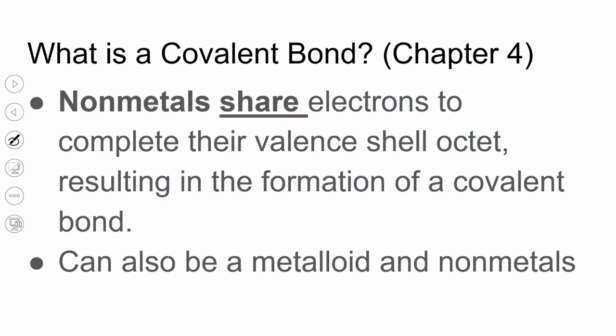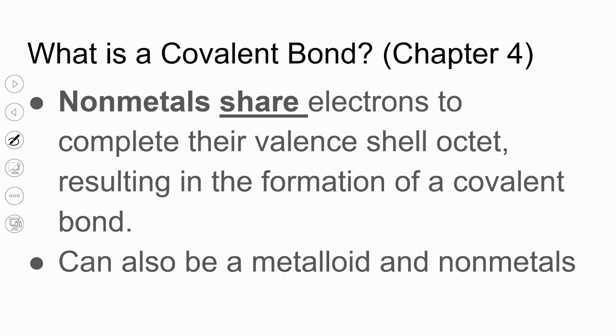Okay. So in chapter 4, we're going to talk more about covalent bonds, but we need to know a little bit about covalent bonds so that we can separate ionic and covalent bonding. In a covalent bond, the nonmetals are going to share electrons. The big difference between ionic and covalent is that in a covalent bond, nothing has a charge, and they are all nonmetals.